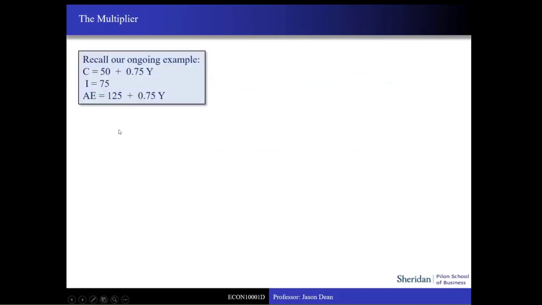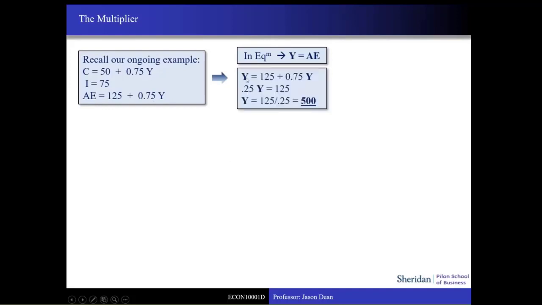So let's look at our ongoing example. We have our consumption function, we have our investment, we have our aggregate expenditures function. Now, I'm going to show you how to solve algebraically for the equilibrium. It's very simple. In equilibrium, we know y is equal to AE. We're just going to replace this with a y and then solve for y. So y then is equal to 125 plus 0.75y.